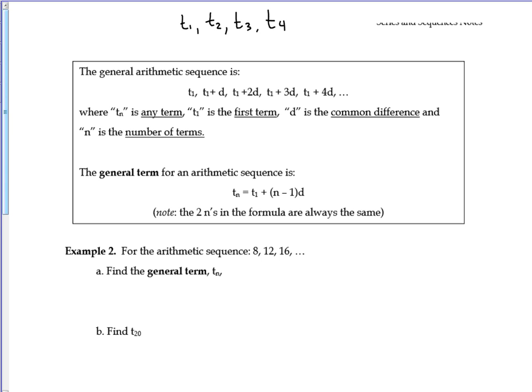So to get from term 1 to term 2, if it's arithmetic, we're adding a common difference. And each time to get to the next term, we're going to be adding the same common difference. So you can think of your first term, well, we just would call it term 1. The second term is the same thing as term 1 plus 1 common difference.